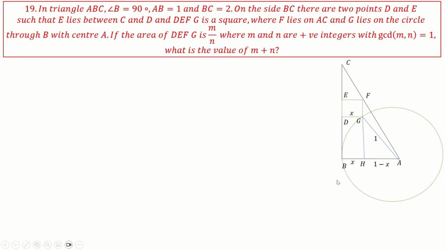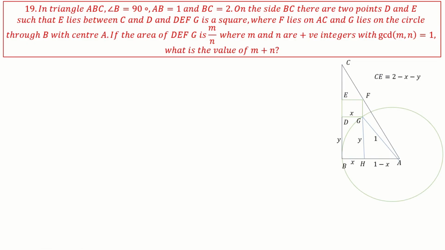If I call BH as x, why am I calling this x? Because I finally need x square. This is the square area I am interested in. So if DG is x, ED is also x, and BH is also x, because this is a perpendicular dropped down. This is 1 minus x. And what is the value of CE? CE is nothing but 2 minus x, and if you call DB as y, then CE is 2 minus x minus y. Now we have all the required values here.